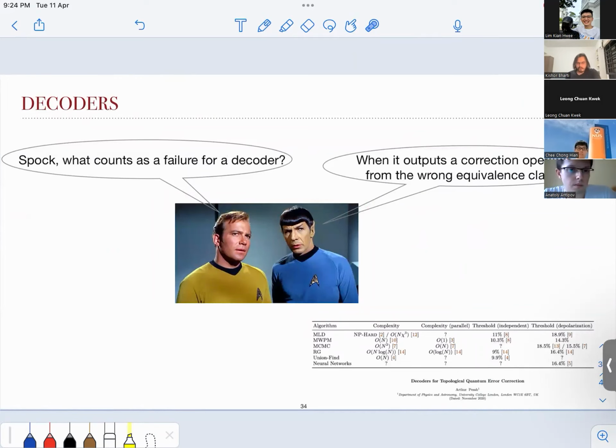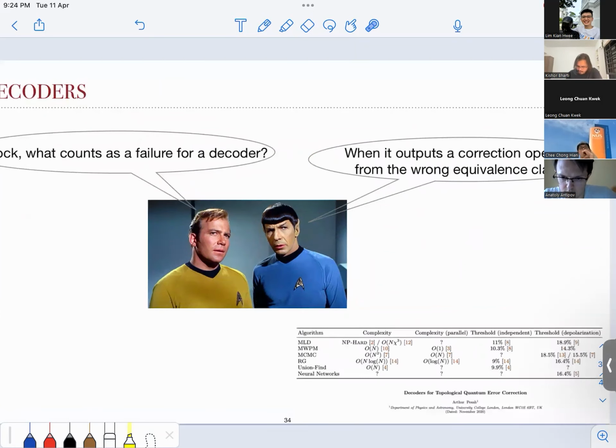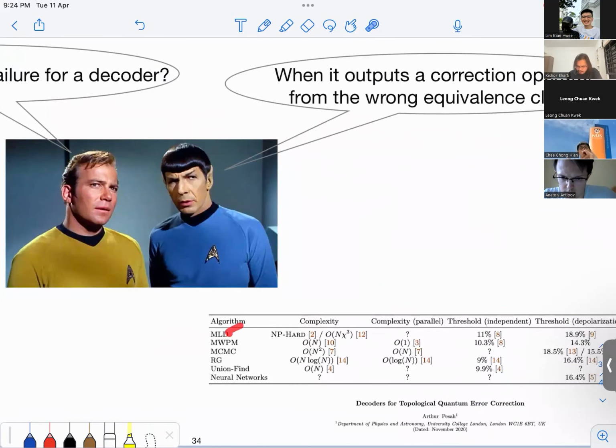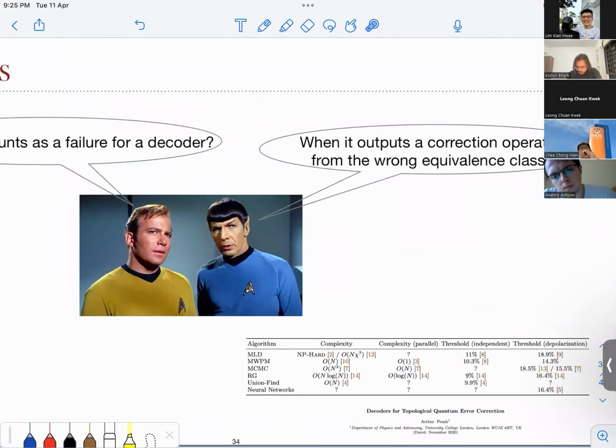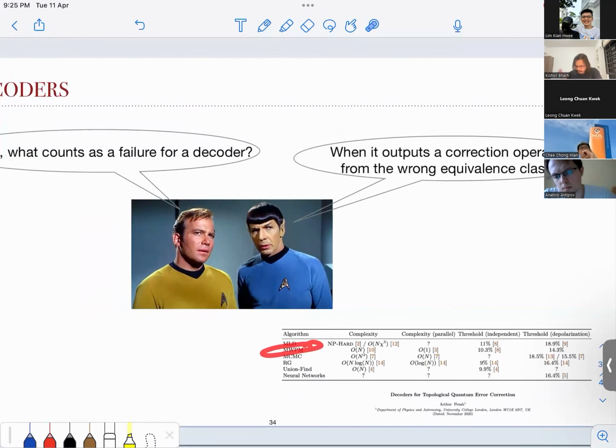So what counts as a failure for a decoder? When it outputs a correction operator from the wrong equivalence class. So you design a decoder and let's say it leads to some logical error, then that's the issue, because in that case it will end up causing a logical error. There is a family of many algorithms, like maximum likelihood decoder, minimum weight perfect matching (MWPM), and so on. I think next time I will talk about MWPM, maybe one of them, let's see.